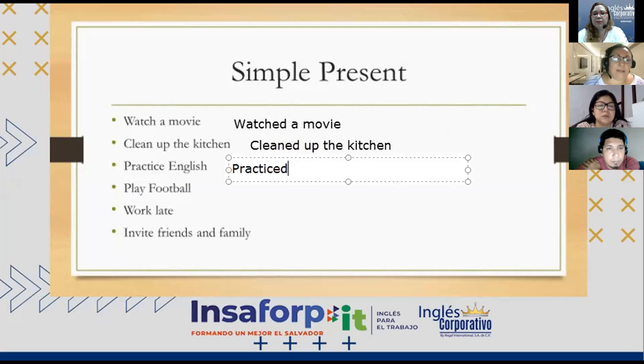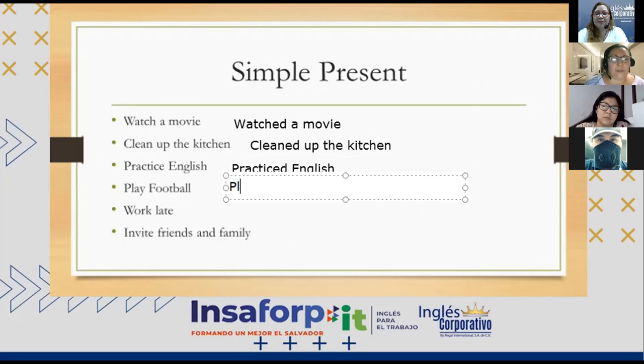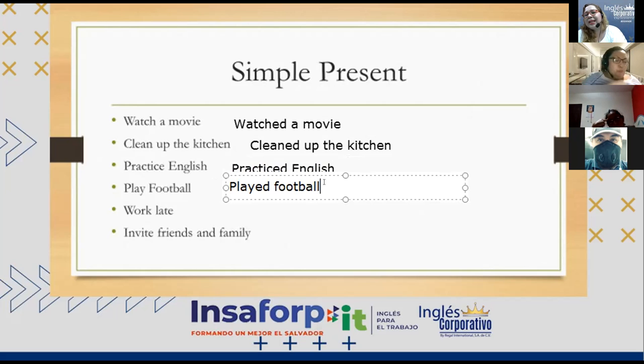Play, played. Okay, now play football. Played. Play football. Okay. Fútbol. Miren, el fútbol, en realidad lo que conocemos nosotros como fútbol, los americanos lo llaman soccer, ¿ok? ¿Por qué? Porque fútbol es el fútbol americano, ¿ok? Así que si quieren, mejor lo cambiamos a soccer, ¿verdad? Even though fútbol es fútbol, ¿ya?